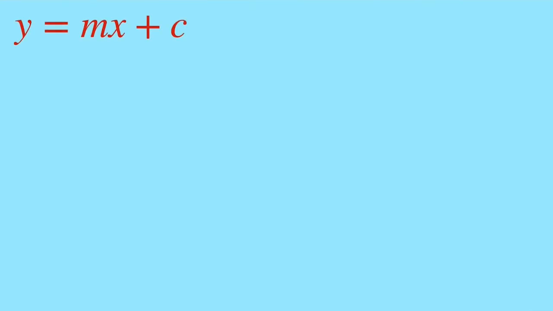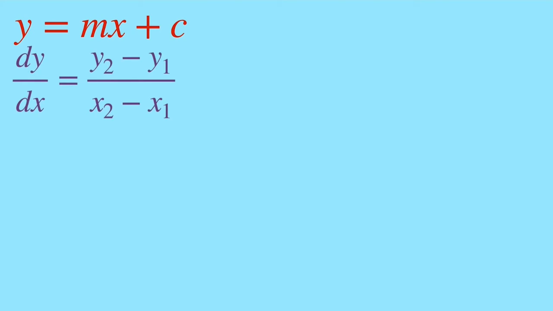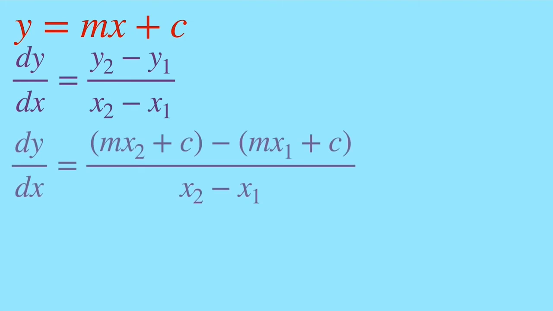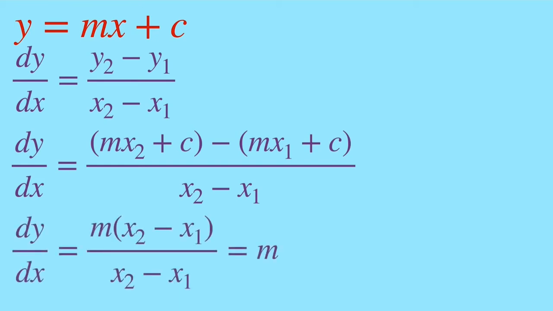Then though, you might have also seen the gradient as part of the equation of a line, y equals mx plus c, where m represents the gradient, and I'm just going to show exactly why that's the case. If we take what we just showed, we have (y2 minus y1) over (x2 minus x1). We can substitute y for mx plus c in both y2 and y1, and so we're left with (mx2 plus c minus (mx1 plus c)) all over (x2 minus x1). This all simplifies down to m lots of (x2 minus x1) over (x2 minus x1), and that means that m is just the same as dy over dx.